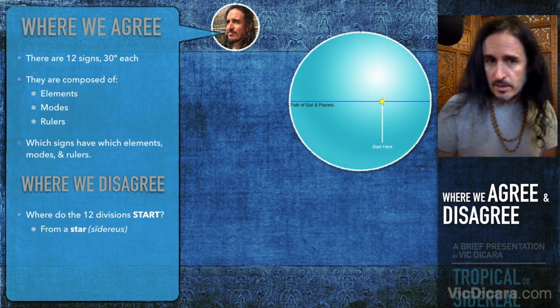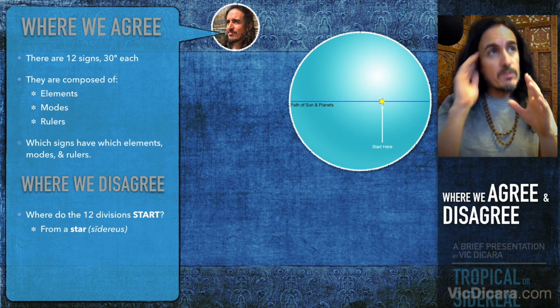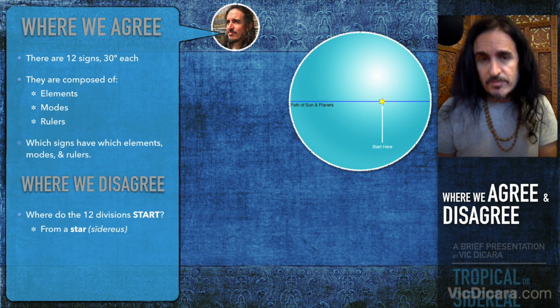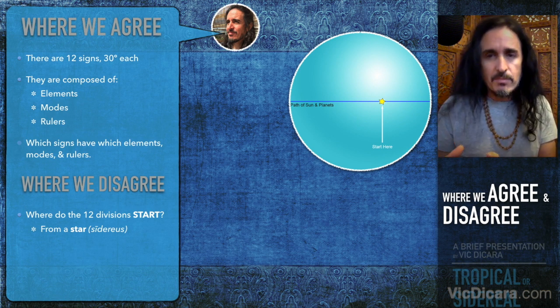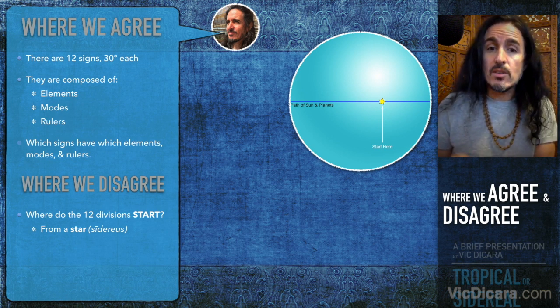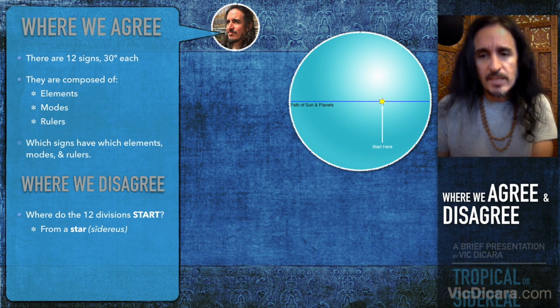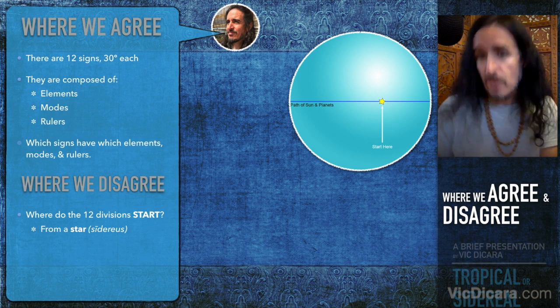So there's two opinions. One is the opinion that these 12 divisions start from a star. And that opinion is called the sidereal opinion because sidereus means star. So sidereal means star-based zodiac. And it's called a star-based zodiac because the 0 point of Aries, the part where the zodiac starts, is fixed to a star.